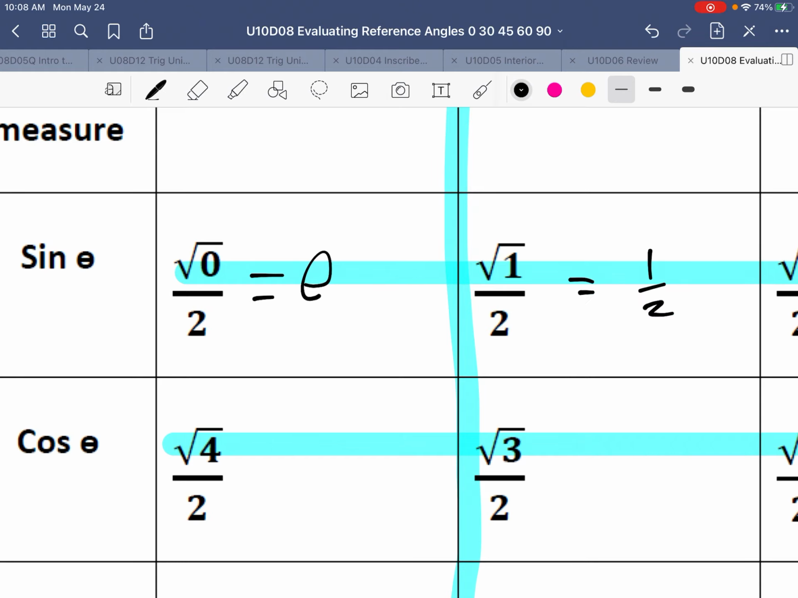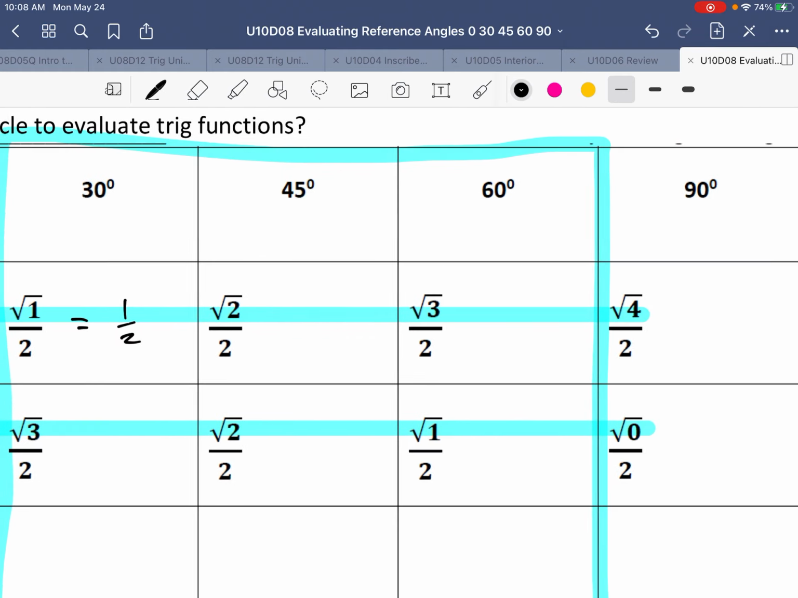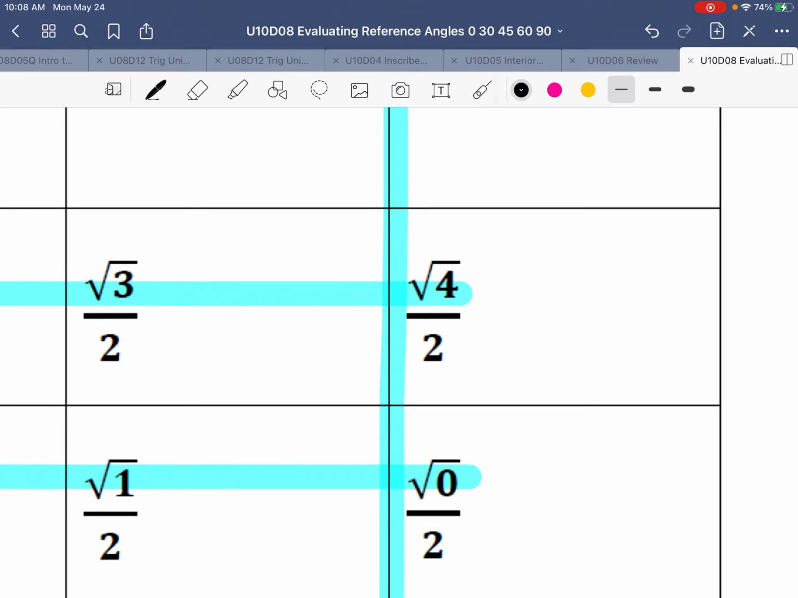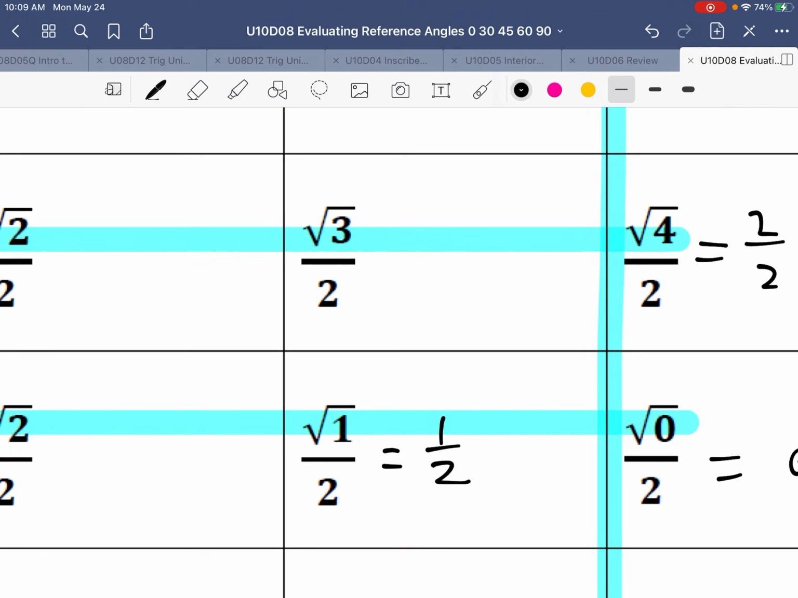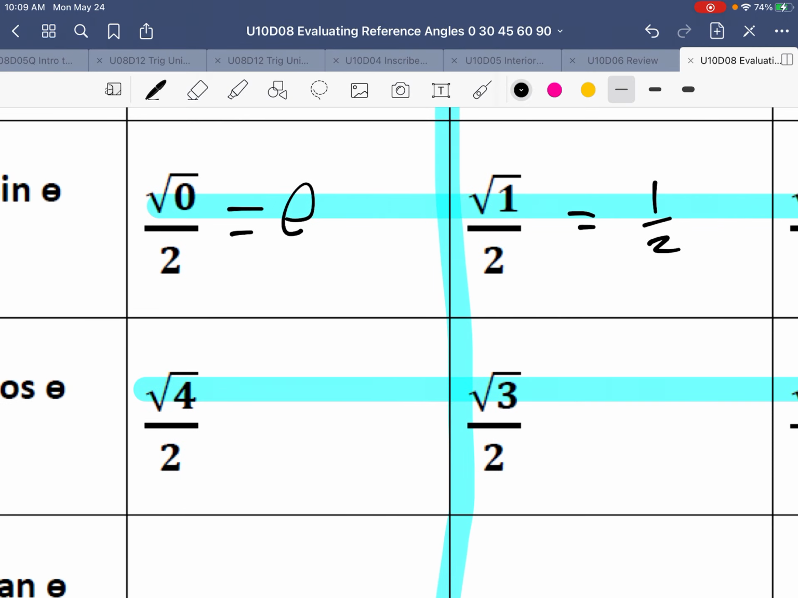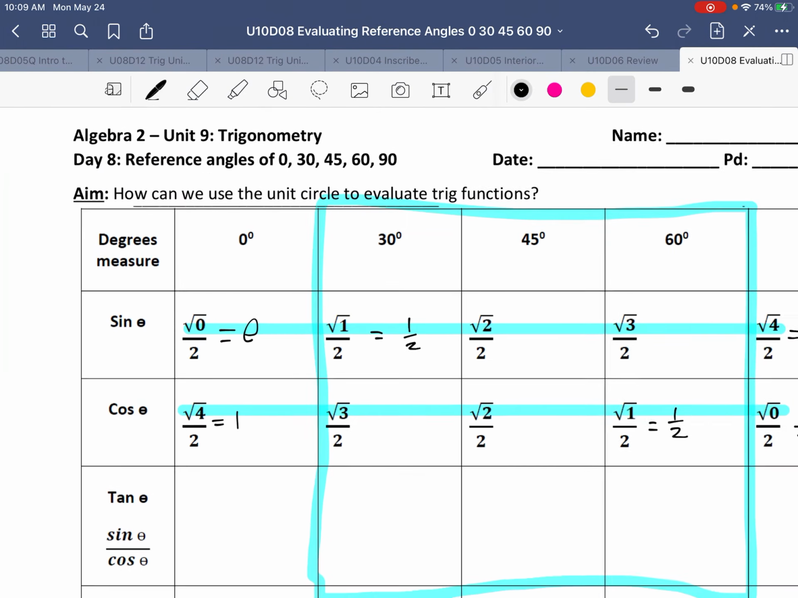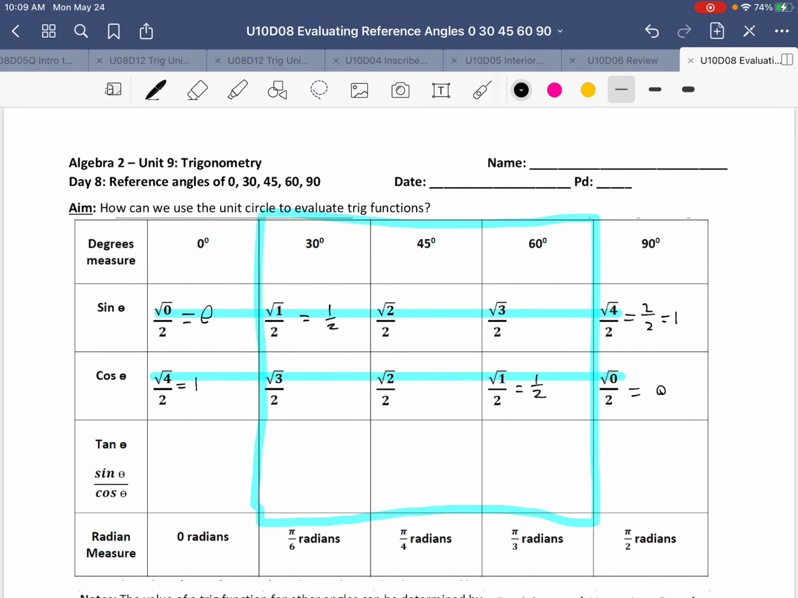Radical 0 over 2 is equal to 0. Radical 1 over 2 is equal to 1/2. Radical 2 over 2 doesn't simplify. Radical 3 over 2 doesn't simplify. And radical 4 over 2 is equal to 2 over 2, which is equal to 1. We'll do the same thing for the cosine values. And this is equal to 1.